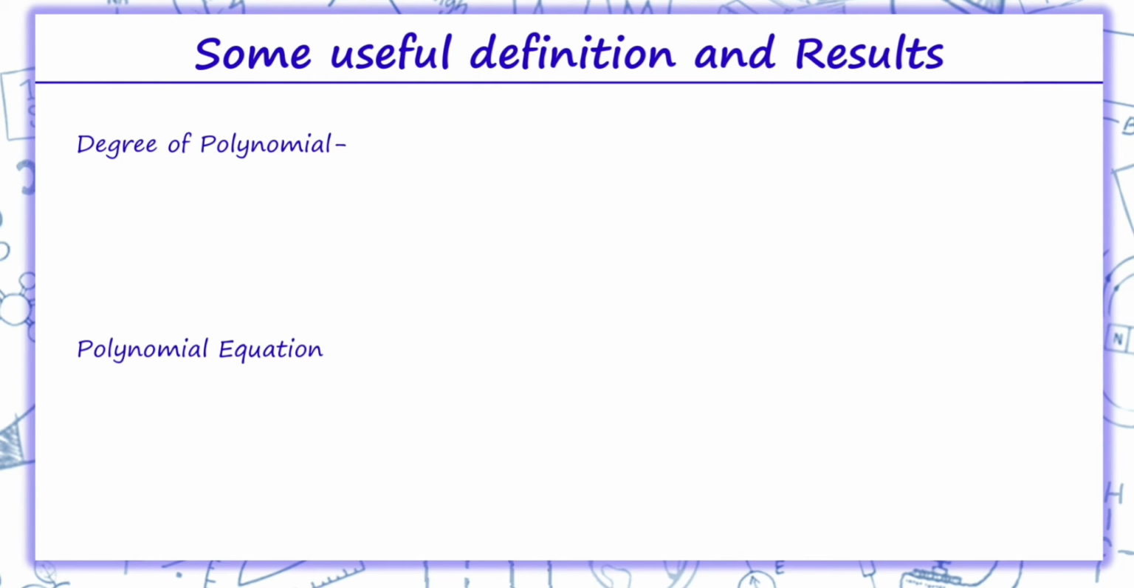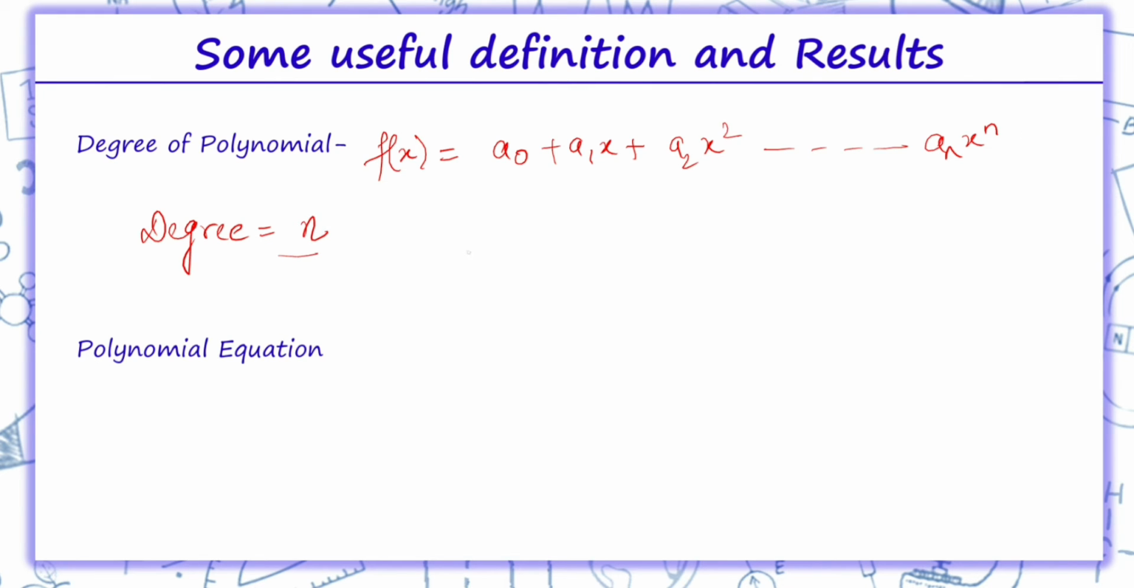Coming on to the next definition, that is degree of the polynomial. Let's suppose we have any polynomial f(x) equal to a0 plus a1x plus a2x square and so on, up to an x to the power n. This is a real or a complex polynomial. It is a polynomial of degree n. Degree is equal to what? It is the highest power of x.